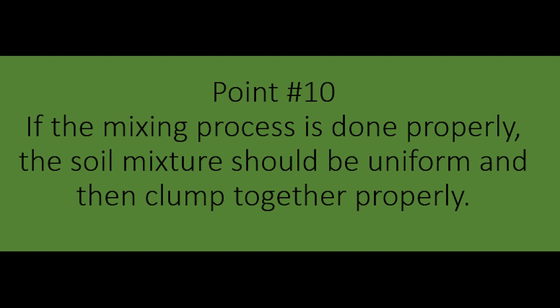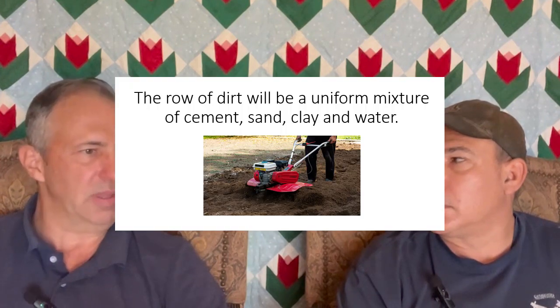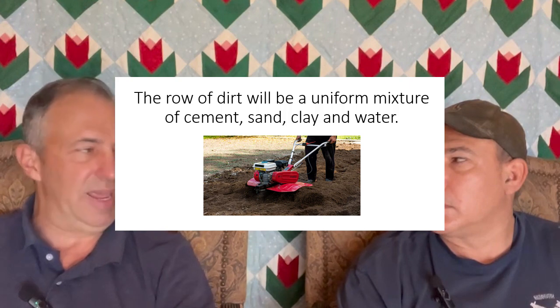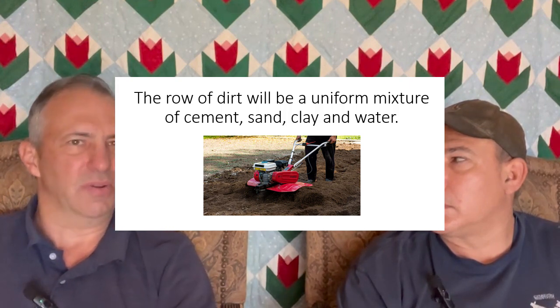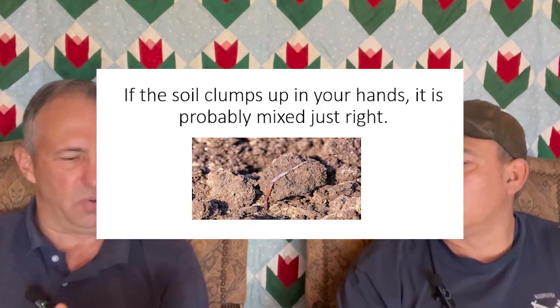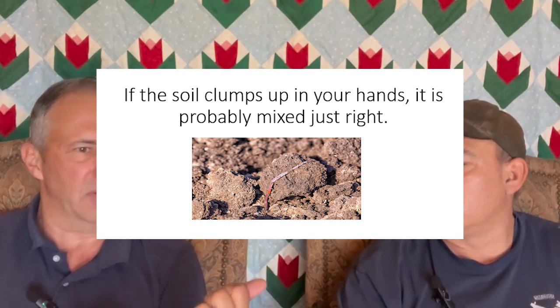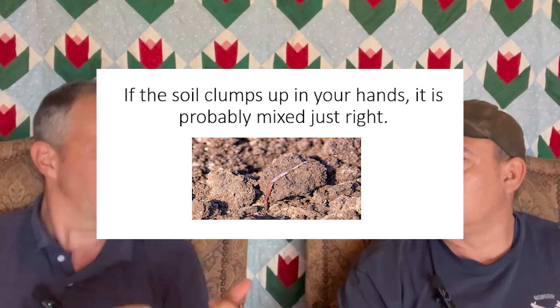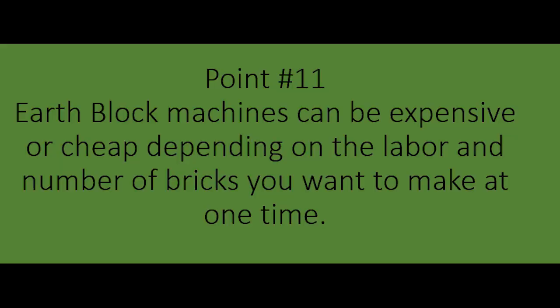Point number 10. If the mixing process is done properly, the soil mixture should be uniform and clumped together properly. It's just going to be moisture throughout, like things are damp, as it were. It's hard to describe, but what they do is they grab the soil and compress it together, and if it sticks together in their hand, like if you're making a mud ball, then that's good. Then they just dump it in the machine and start making bricks out of it.